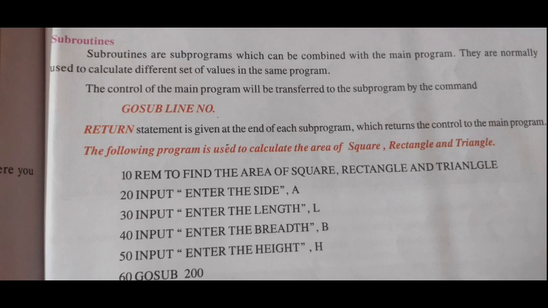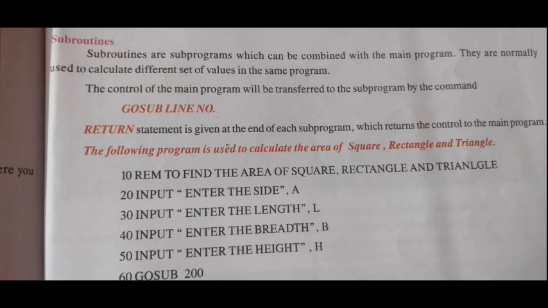For example, see the syntax given: GOSUB line number. GOSUB means go to subroutine. The line number will be given, for example GOSUB 500, so it goes to the subroutine at line number 500. After every subroutine, after every small program, the last statement will be RETURN. RETURN means it returns at the end of the subprogram to the main program. Do you understand?